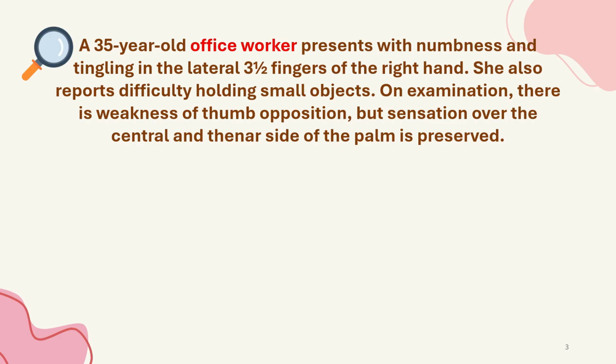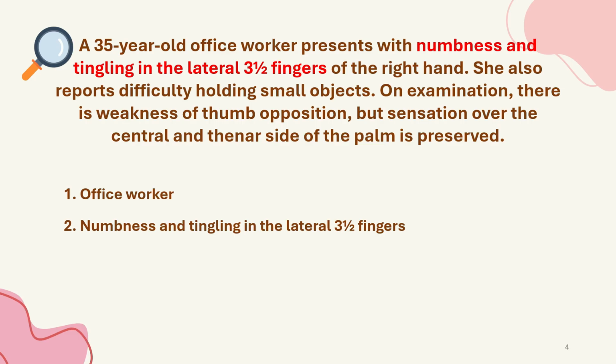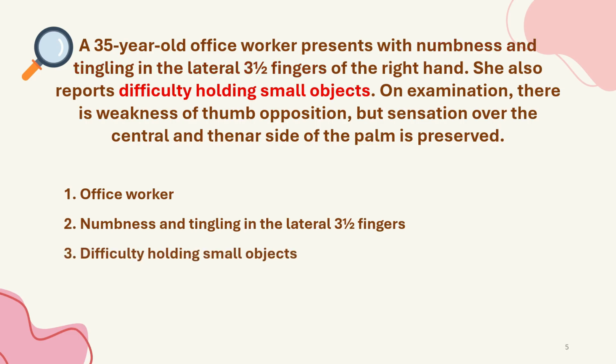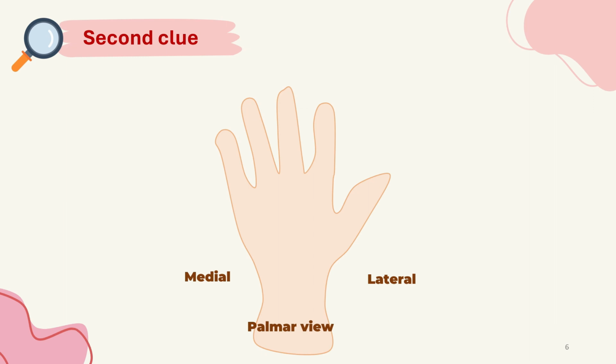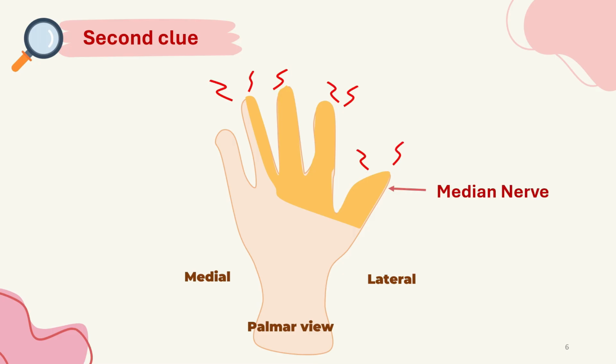Our first clue is office worker. Then second clue is numbness and tingling in the lateral 3.5 fingers. And third clue is difficulty holding small objects. Let's begin with the second clue, that is numbness and tingling in the lateral 3.5 fingers of the right hand, and that means the thumb, index finger, middle finger and half of the ring finger. This is an important clue because this area of the skin is supplied by the median nerve. So this specific distribution tells us that the problem involves the median nerve.